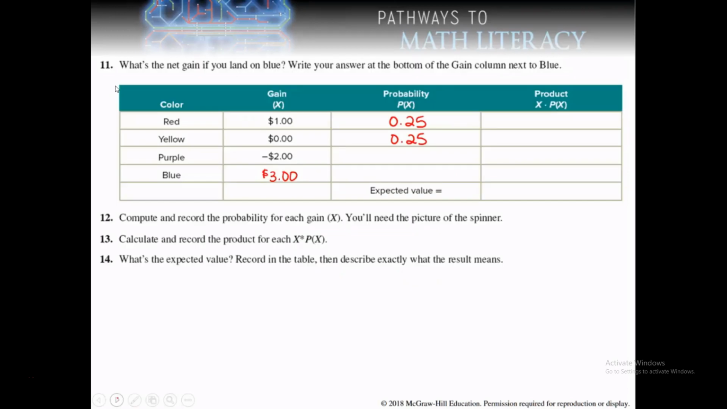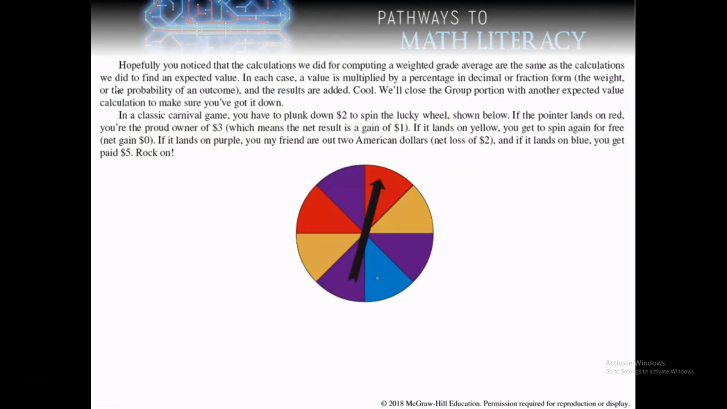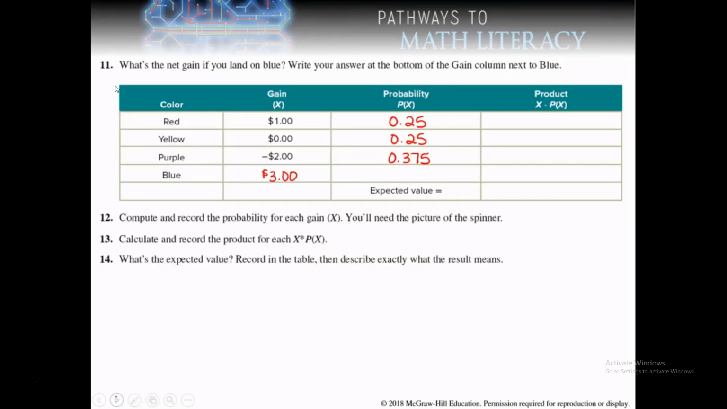And then blue, there's only one section that's blue. So 1 out of 8 gives us 0.125. And then 13 asks us to fill in the final column where we multiply the dollar amount by the probability. So for red, $1 times 0.25 gives us a quarter, $0.25. Yellow, 0 times anything is just going to come out to 0, so nothing there for yellow.